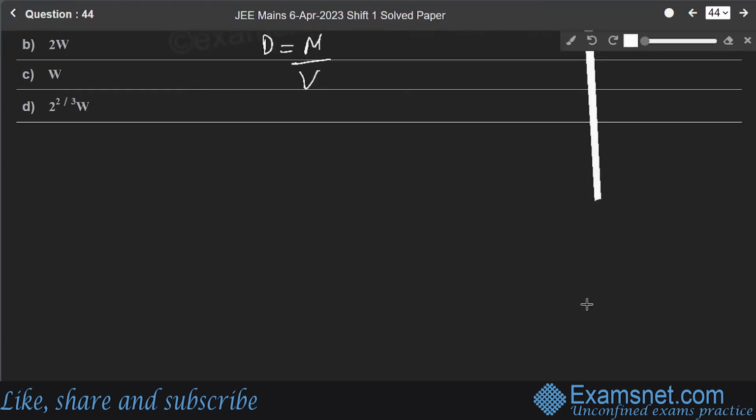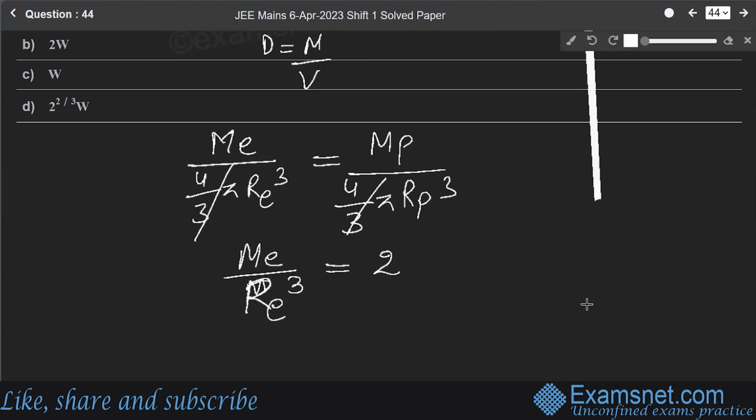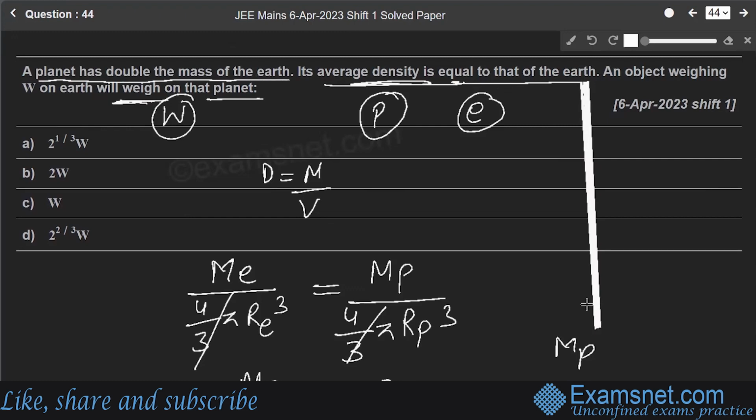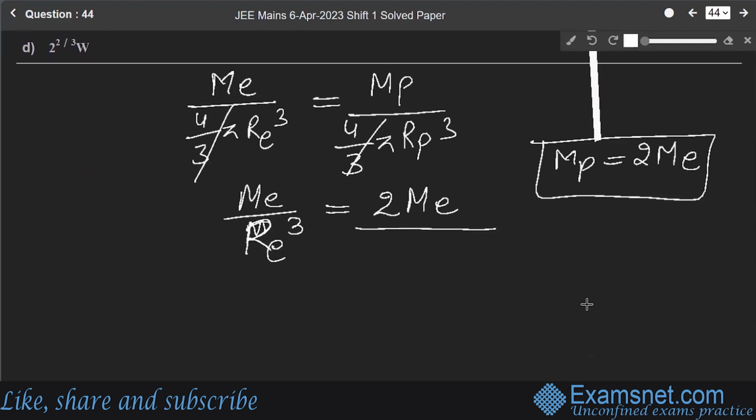So mass over volume, 4 by 3 pi Re cube, it is of Earth, will be equal to the mass of the planet over 4 by 3 pi Rp cube. So from here, the 4 by 3 pi cancel out each other. Me over Re cube will be equal to the mass of that planet, here given that the planet has double the mass of the Earth. So the mass of this planet is double the mass of the Earth. So we can write it as 2 into mass of Earth over Rp cube. Me cancels out.